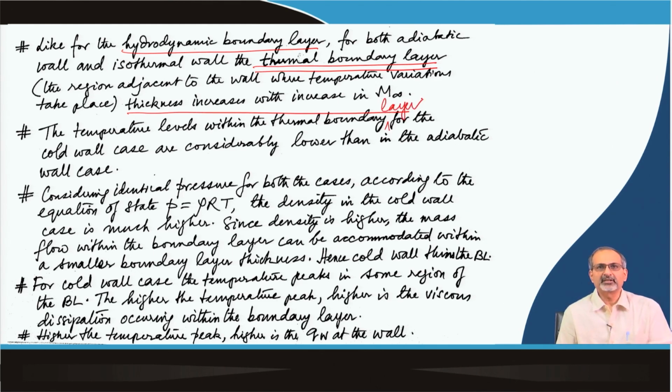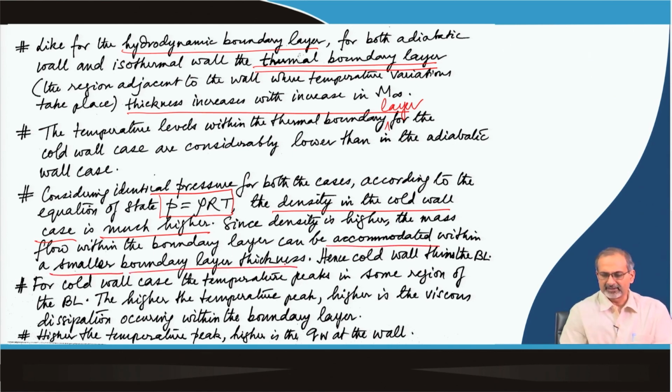Considering identical pressure for both the cases, if you invoke the equation of state P equal to rho RT, then the outcome is that the density in the cold wall case is much higher. Since density is higher, the mass flow within the boundary layer can be accommodated within a smaller boundary layer thickness. Therefore, the thin boundary layers that we see for a cold wall case.